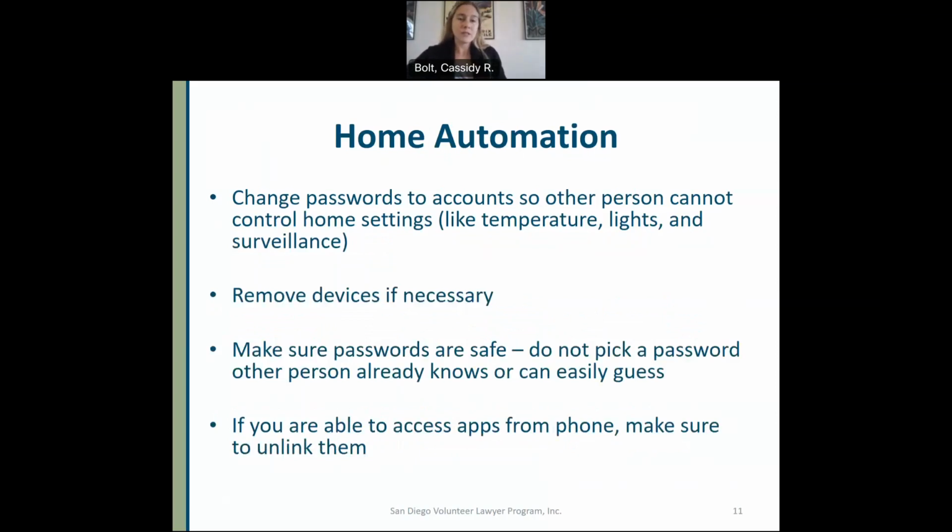So for home automation devices, similarly, make sure that you're changing the password so that the other person can't control your home settings, like the temperature, the lights, and other sort of surveillance. Remove the devices from home if that's necessary, because your safety is of utmost importance. And make sure the passwords are safe if you do change them. So don't pick something that would be easily guessed or that the person would already know is a password that you use for other types of platforms and devices. And if you can access the apps from your phone, make sure that you're unlinking them. That way, if the person does have access to one of your devices, it doesn't mean that they can access everything.